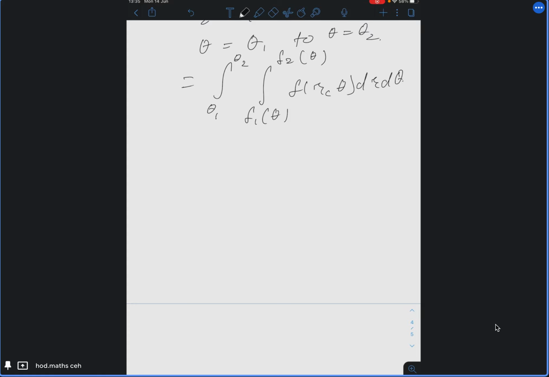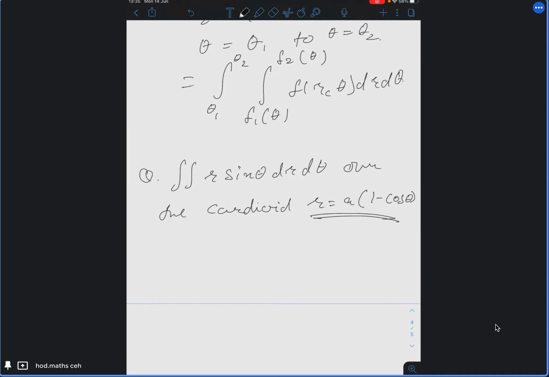Suppose for example you have this question. I have to evaluate the integral of r sine theta dr d theta over the cardioid r is equal to a into 1 minus cos theta. So the equation is already mentioned, r is equal to a into 1 minus cos theta is a cardioid, and the region is mentioned as above the initial line. Initial line means x-axis, you can say.